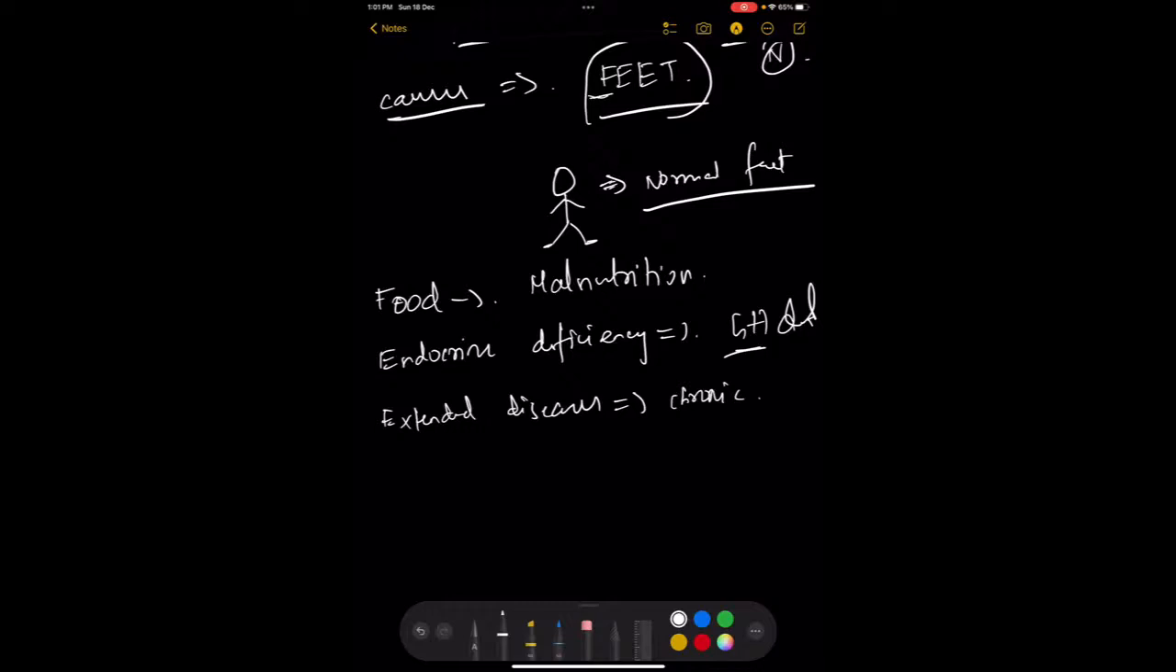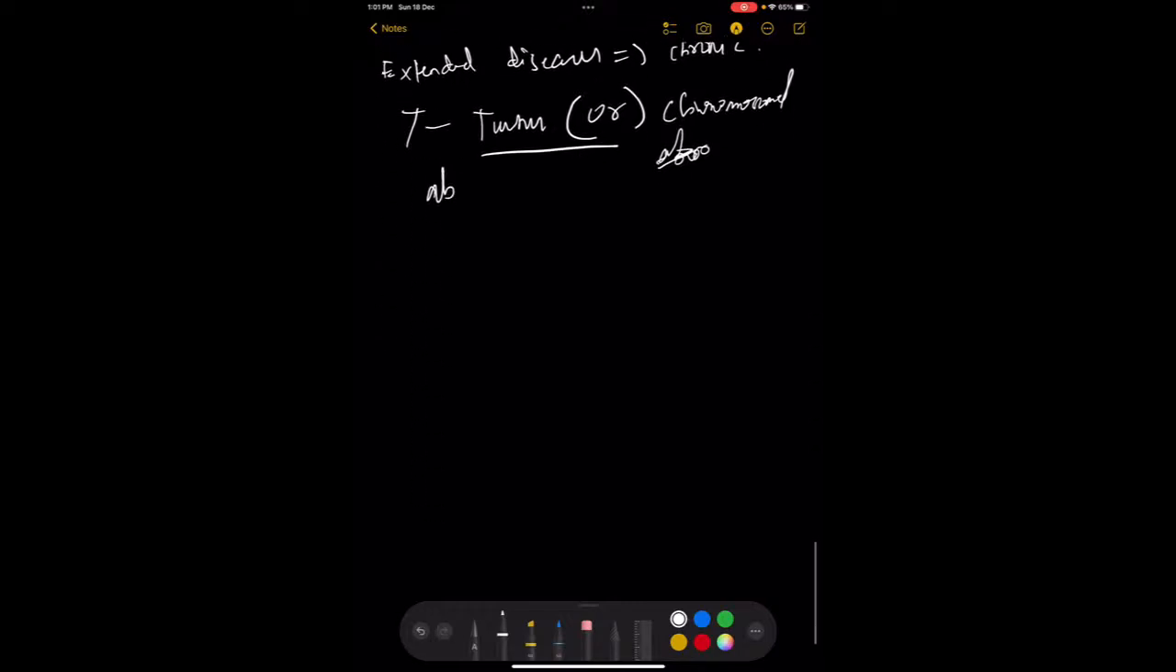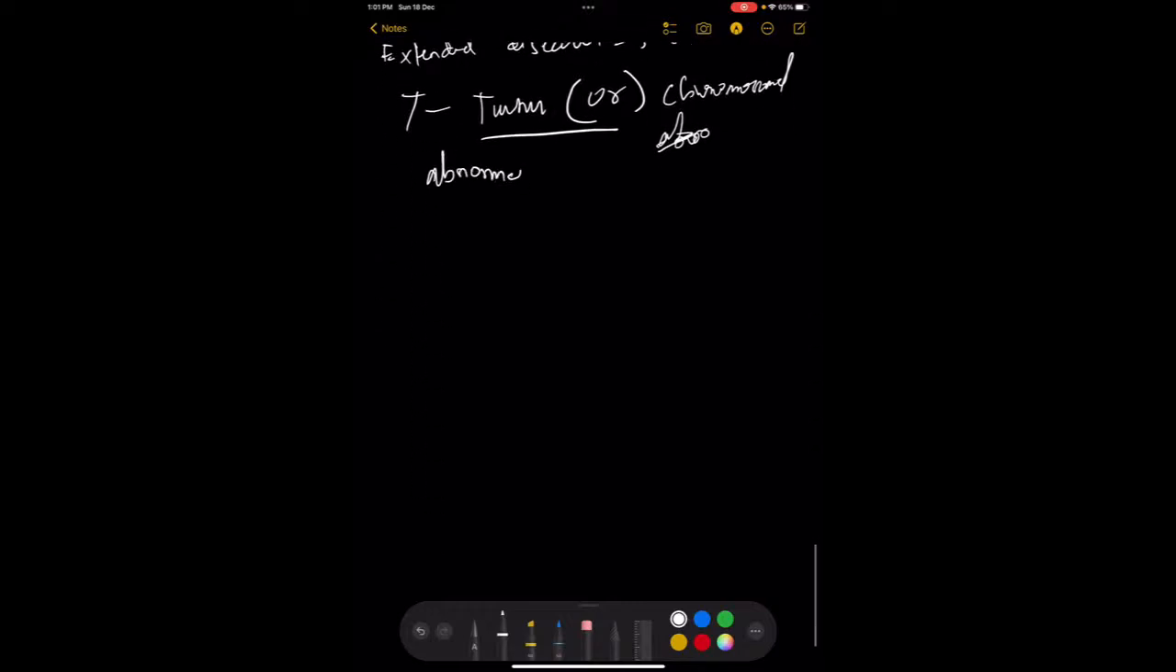And next one is Turner syndrome. Turner is a chromosomal disorder, right? So other chromosomal abnormalities also can cause this.